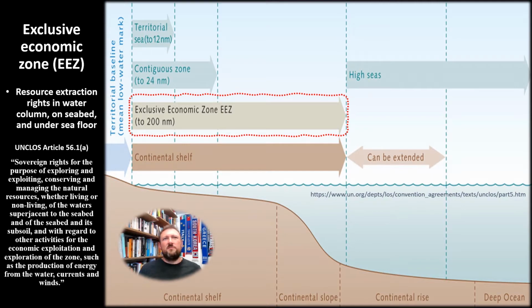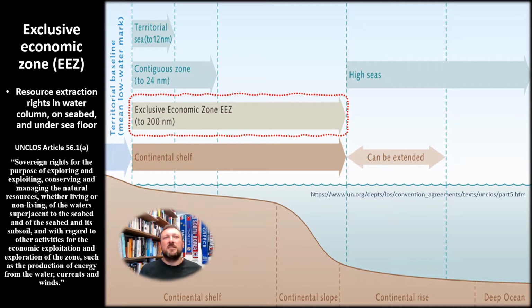So from 24 nautical miles out to sea, UNCLOS includes two competing means of claiming maritime sovereignty. So on one hand, a state can claim an exclusive economic zone, or EEZ, up to 200 nautical miles from the shoreline.